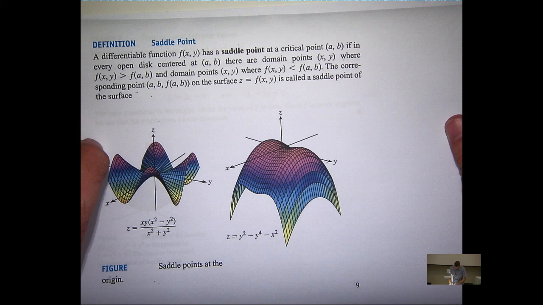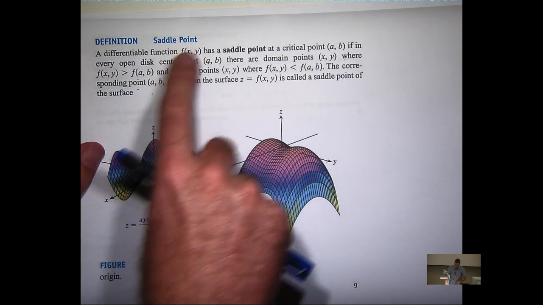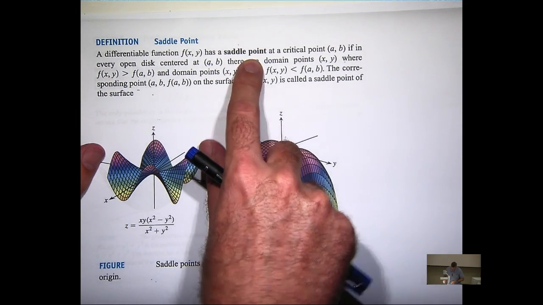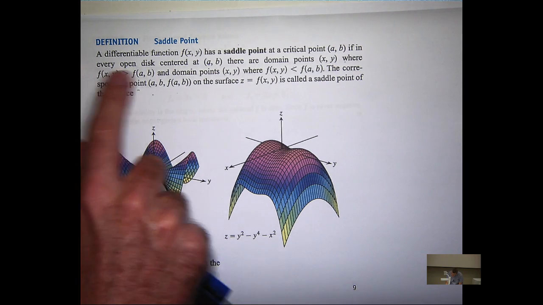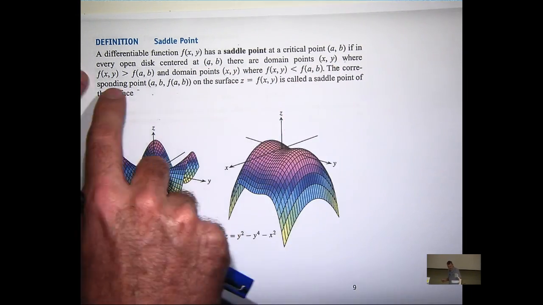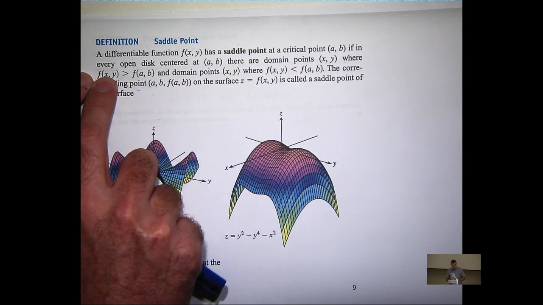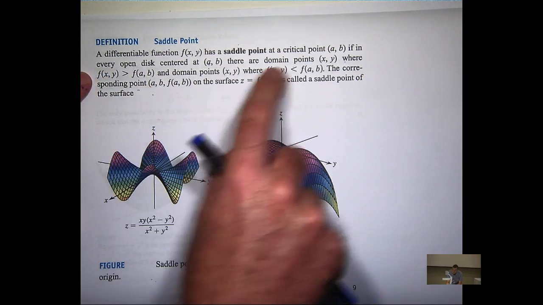Okay, so how do we define a saddle point? And this is kind of what I was saying with the disk before in that previous example. So a differentiable function f has a saddle point at some critical point if in every open disk centered at the critical point there are points where the function's greater than the value of the function at the critical point and vice versa.